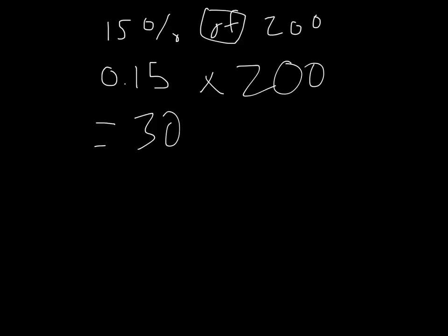Second question. Was it 40% of 50, or 40% of a number is 20? 40% of a number is 20. So I'm asking you what's the number, correct? And apparently it's 50. So how would you go about finding this? What are you guys thinking?